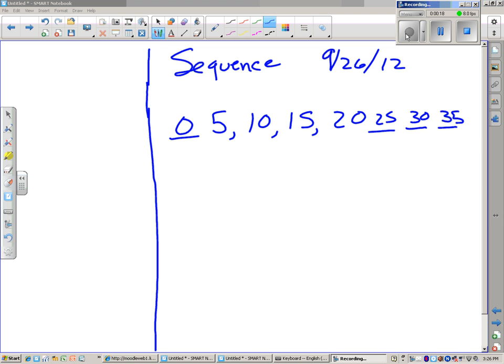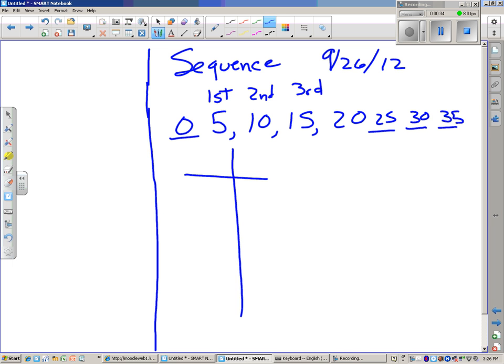So the 5 was which number in the sequence? The 5 was located where? First. The 10 was located where? Second. The 15 was third. So if I turn this into a table, and we're going to call first, second, and third the position, and 5, 10, 15, 20 was our sequence.